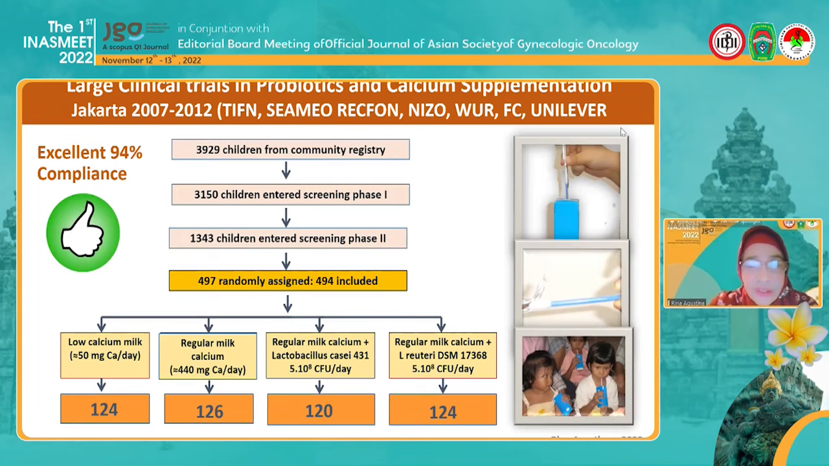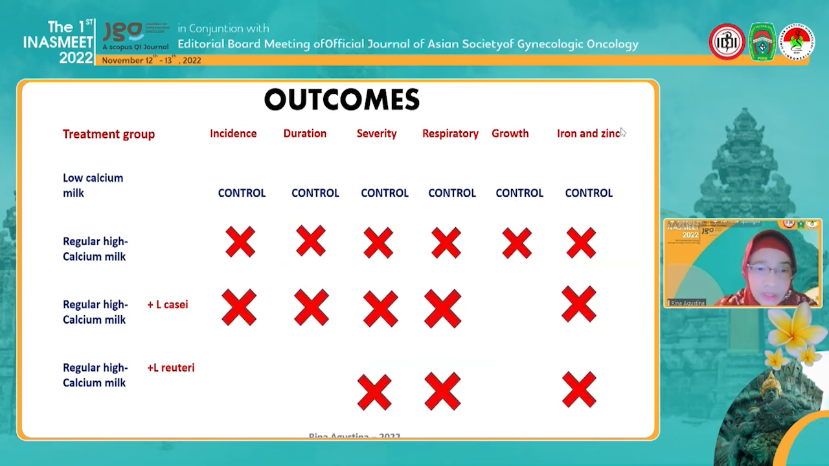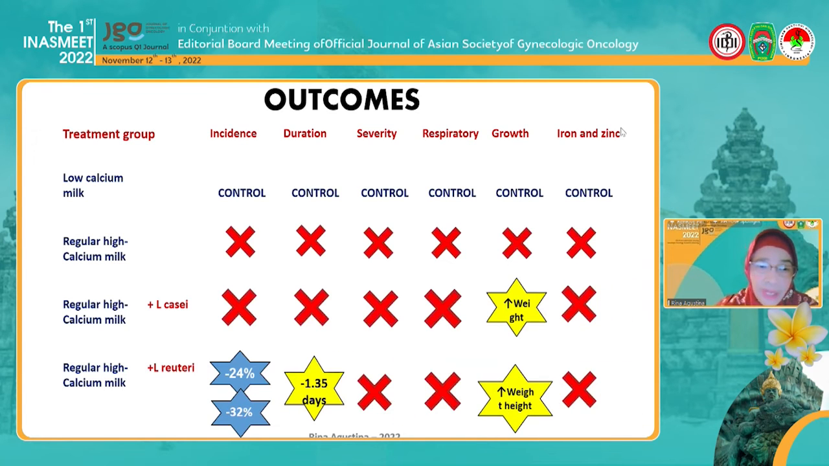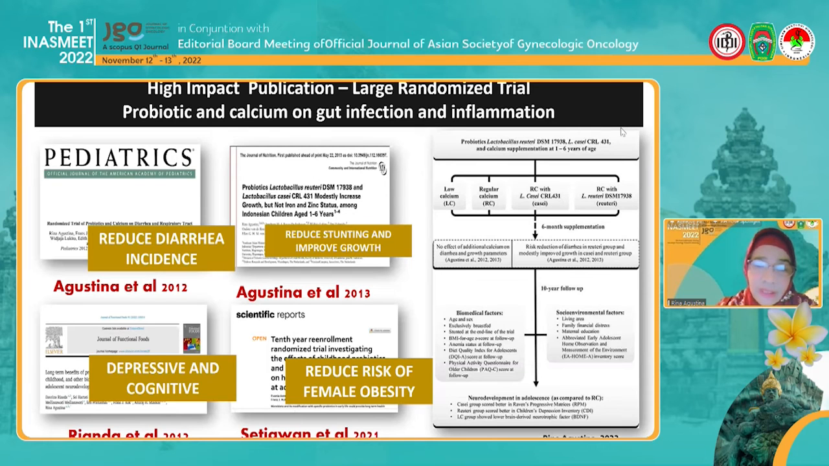This is one of the clinical trials on probiotics and calcium supplementation that we conducted, screening 4,000 children and including almost 500 randomly assigned subjects in 2007-2012. It was a very successful clinical trial with excellent compliance. Giving the probiotics L. casei and L. reuteri improved the incidence and duration of diarrhea, and also improved the growth of children 1 to 6 years old. This was published in a high impact journal, with a large randomized trial follow-up 10 years later.